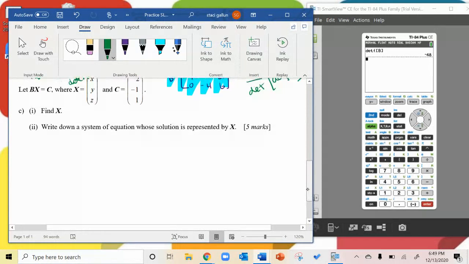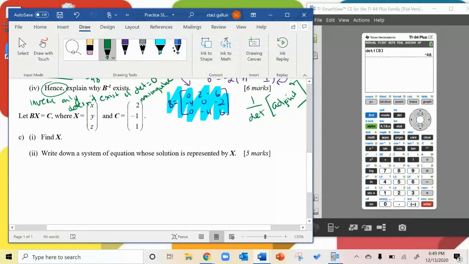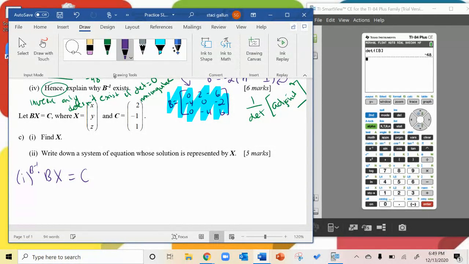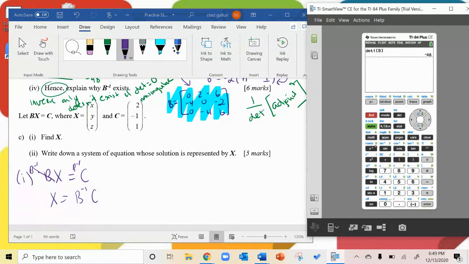Amazing. And then finally, this last part says, we're still using what we have. Bx equals c, where this is x and this is c. We're going to actually find x. So we know that Bx equals c. In order to find x, I would have to left multiply by the inverse of B. So I would have x equals, this would give me the identity matrix, B inverse times c. Let's go ahead and do that in our calculator.